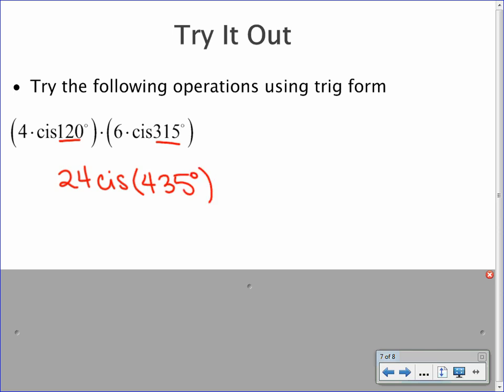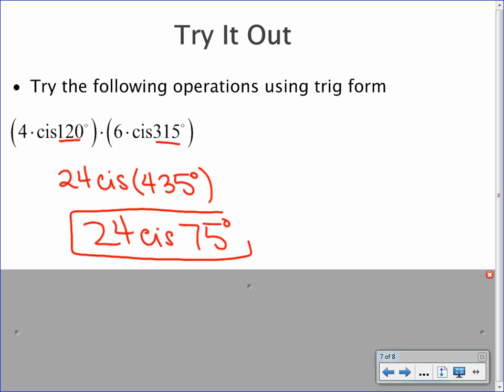But it's over 360. Okay, so what's the coterminal angle for 435? First of all, how do you find it? Subtract 360, so what is that? And that's your answer. Okay.